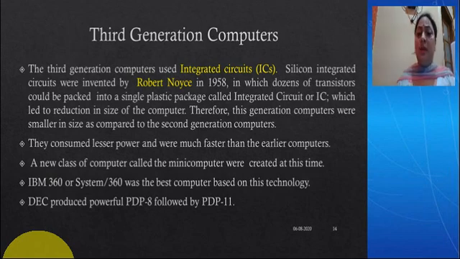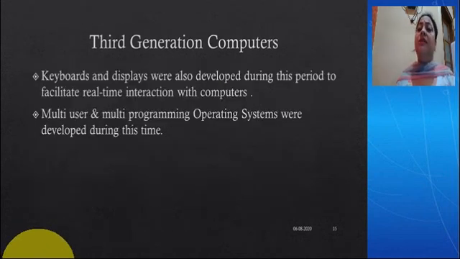They consumed less power and were much faster than the earlier computers. A new class of computers called the minicomputer was created at this time. IBM 360 or System 360 was the best computer based on this technology. DEC produced a powerful PDP-8 followed by the series PDP-11. Keyboards and displays were also developed during this period to facilitate real-time interaction with computers. Multi-user and multi-programming operating systems were developed during this time.